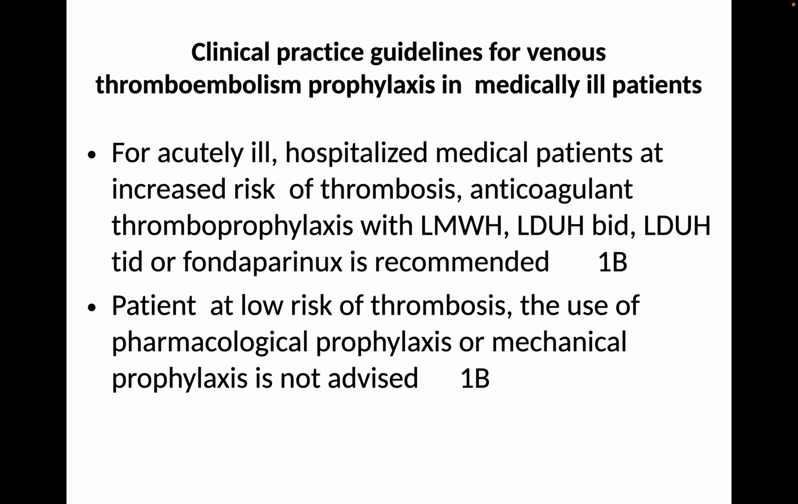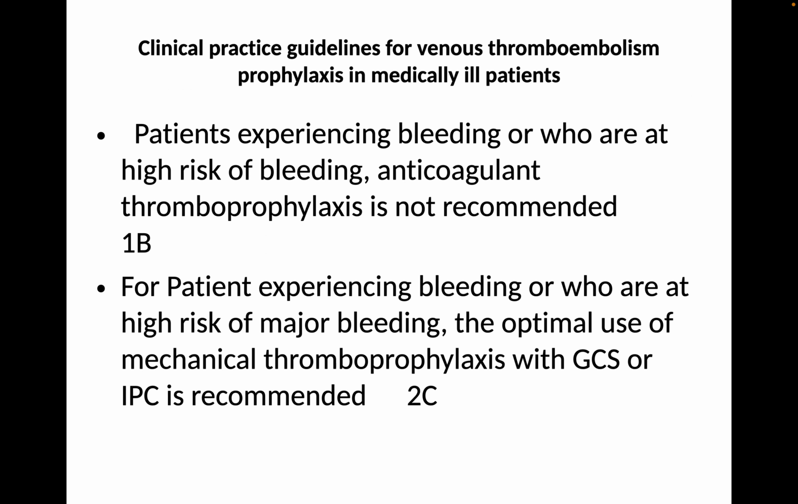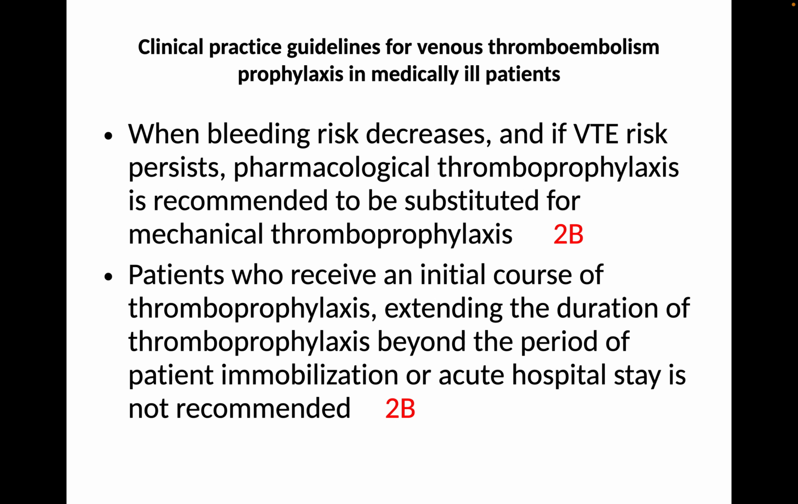For patients at a low risk of thrombosis, the use of pharmacological prophylaxis or mechanical prophylaxis is not advised, that is 1B. For patients experiencing bleeding or who are at a high risk of bleeding, anticoagulant thromboprophylaxis is not recommended, that is 1B. For patients experiencing bleeding or who are at high risk of bleeding, the optimal use of mechanical thromboprophylaxis with graded compression stockings or intermittent pneumatic compression devices, as we discussed, is recommended, and the recommendation is 2C.